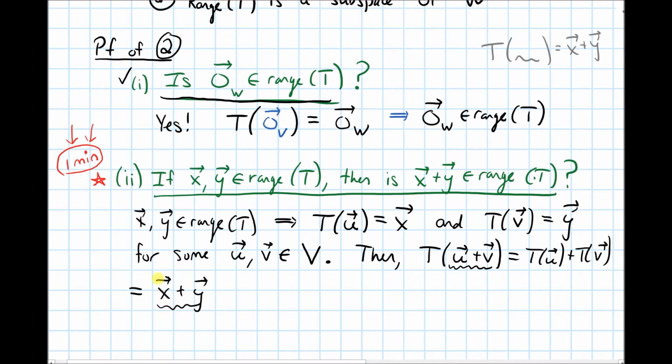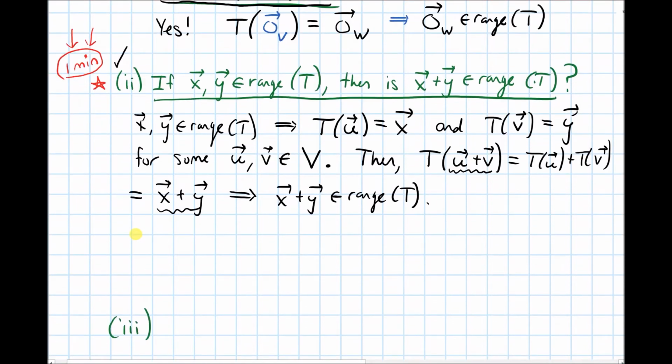So because we were able to get x plus y out, that means x plus y is in the range. So this implies, let me just use my implication arrow, this implies that x plus y is in the range of my transformation. This is in the range of T. That checks off the second property. Okay, so we have one more property to check off. So this is closure under scalar multiplication.